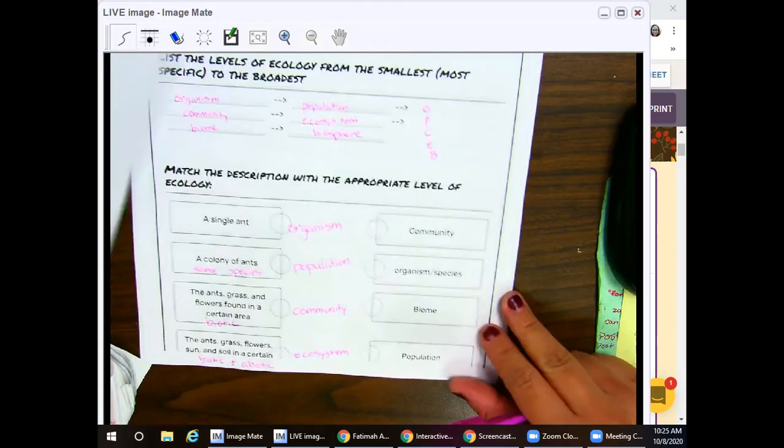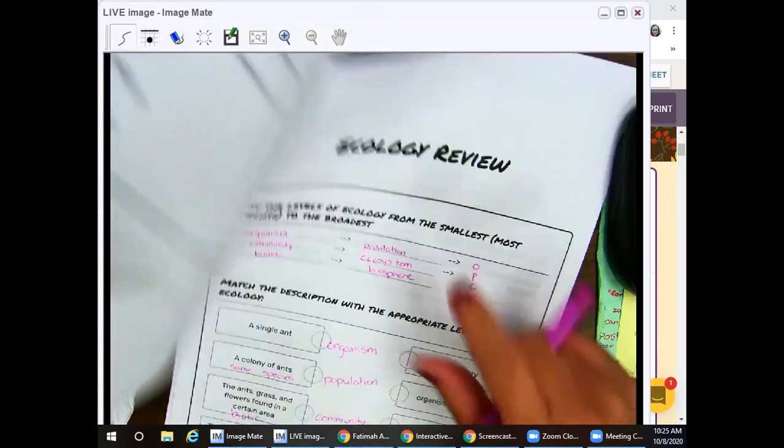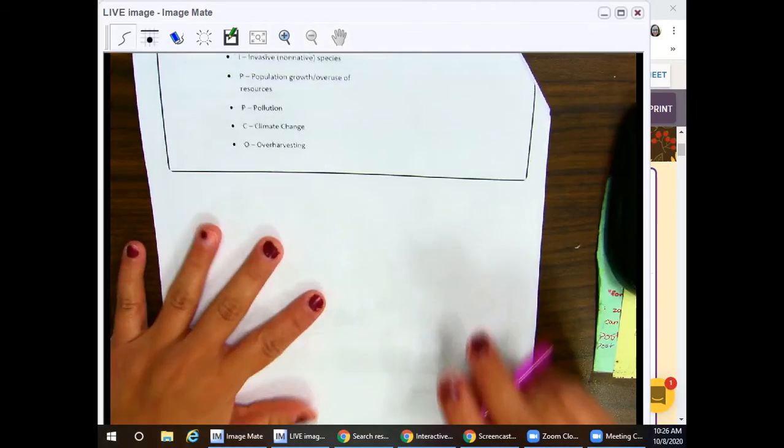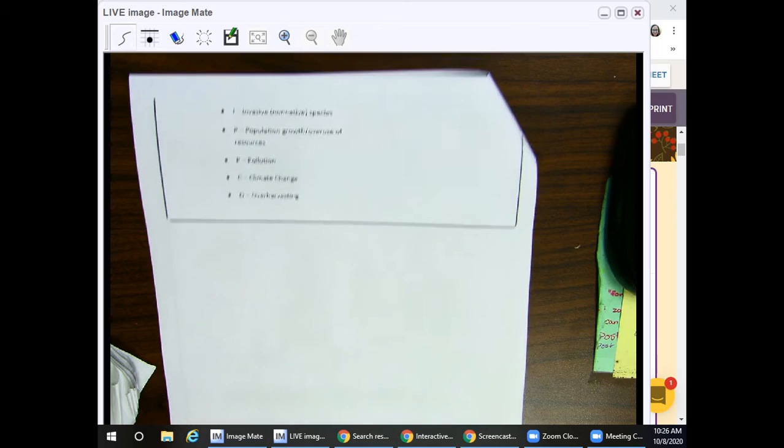And then make sure you review HIPCO, understand what it stands for, understand how us humans affect the environment. And that's pretty much it. That's all you need to study for your test tomorrow. Make sure you do your FRQ.